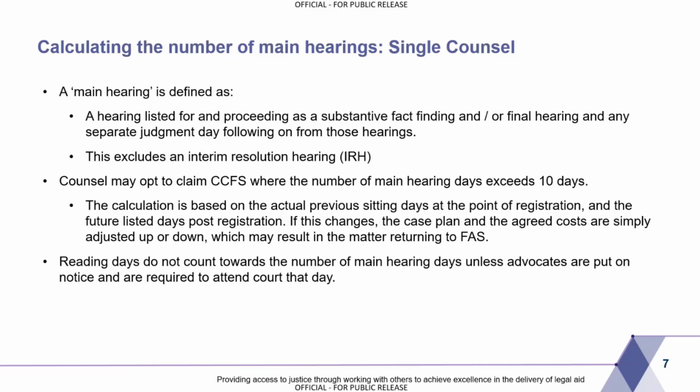To give you an example of this, if there was a 5-day listed hearing prior to registration, but only 3 days sat, this would only be 3 days. However, in post-contract, if it was a listed hearing for 5 days and the hearing then only proceeded to 2 days and it was reduced within 5 working days, there would be 2 underruns claimable, but the 5 days would count as the total number towards the main hearing days.